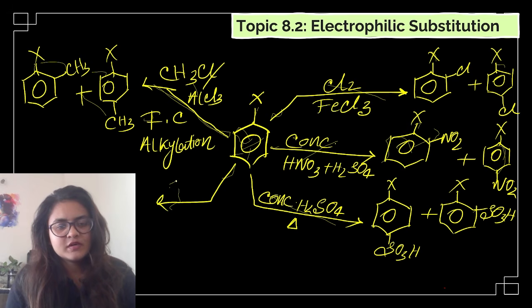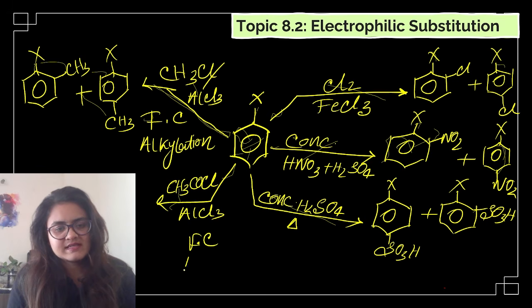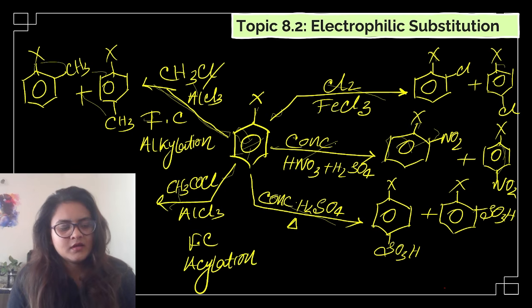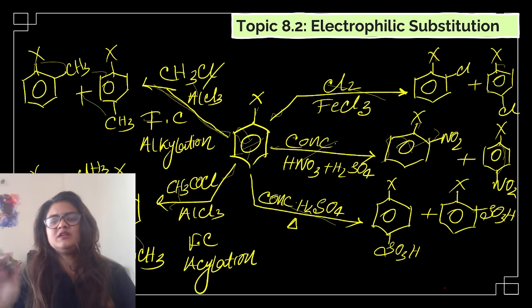So one acyl group, CH3COCl, in the presence of again AlCl3. This reaction is Friedel-Crafts acylation. Again you will get ortho and para substitution. So this is my COCH3. Here I will get X, and again one ortho substitution if I make X, here COCH3. So that's it. That's all about the electrophilic substitution.